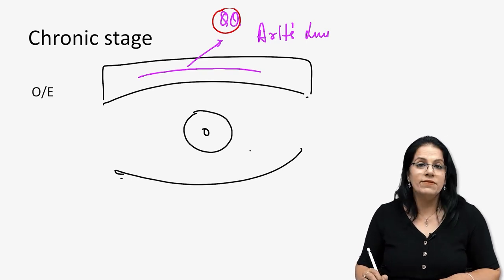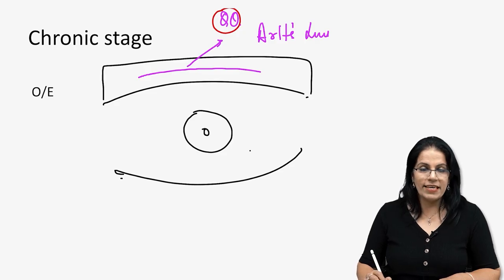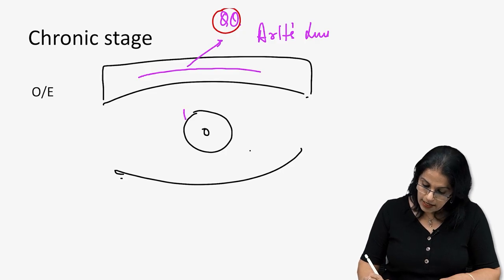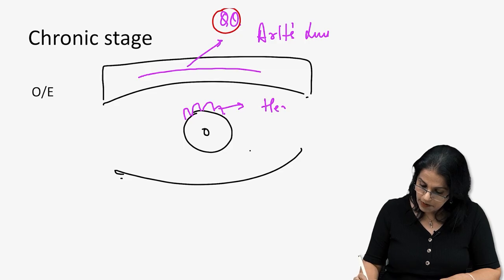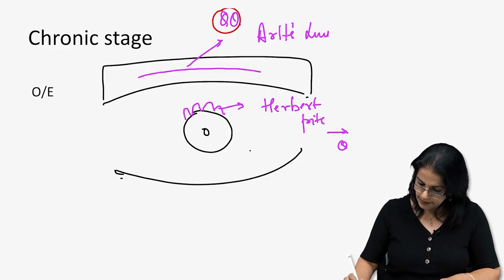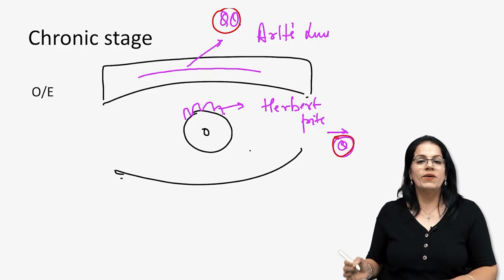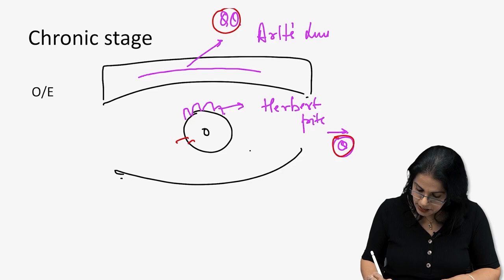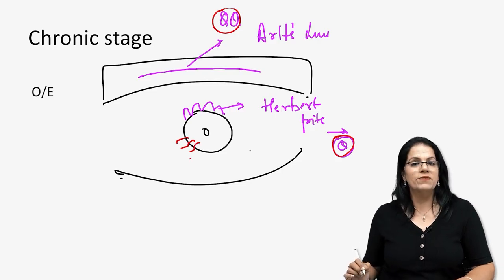And at the limbus, what were you seeing? We were seeing Herbert follicles. Now when there is scarring here, this type of cicatrization can lead to pits, which are called Herbert pits. See, I have made another cue. This is also an exam question. So, Herbert pits. We may get some neovascularization and pannus also seen in the chronic stage, of course.